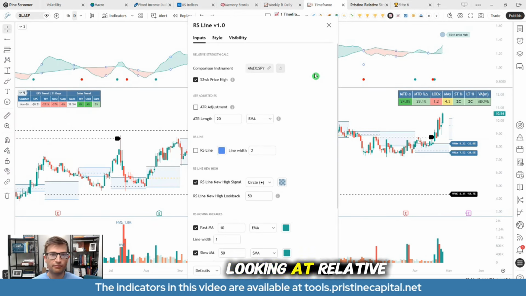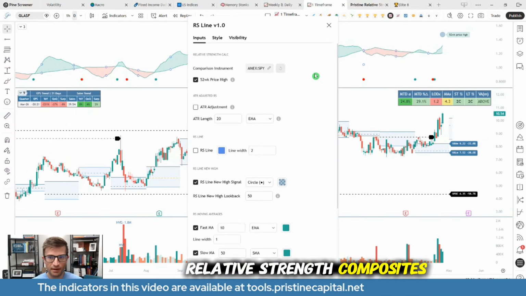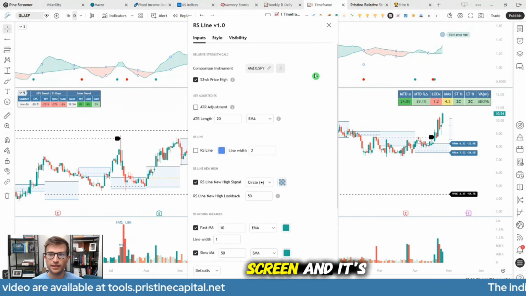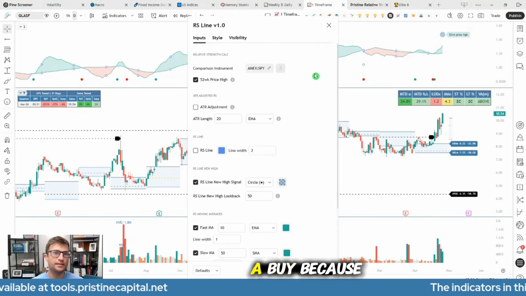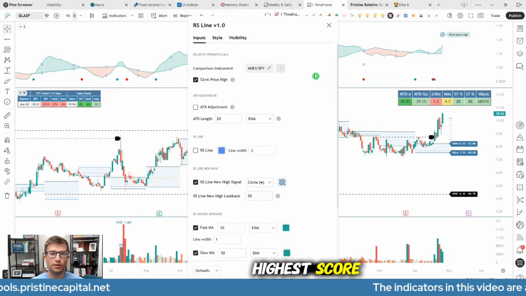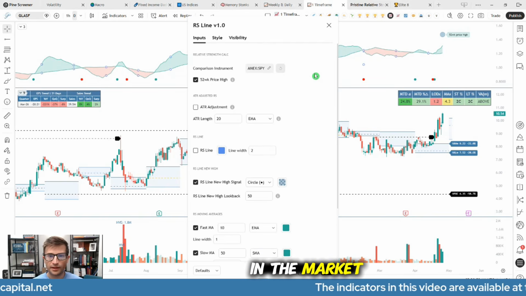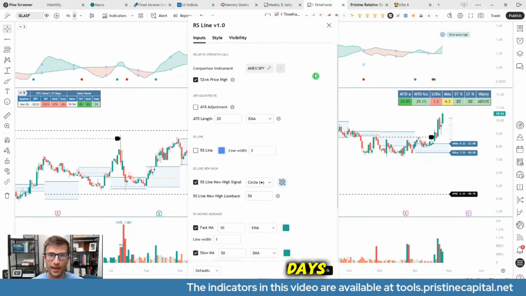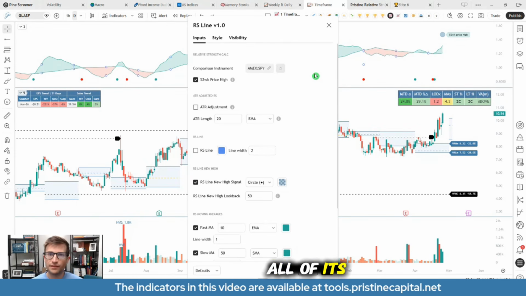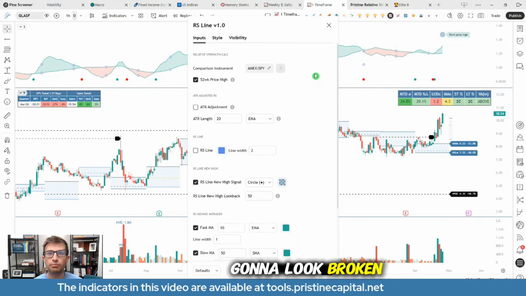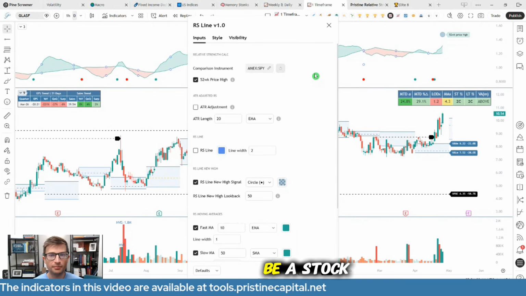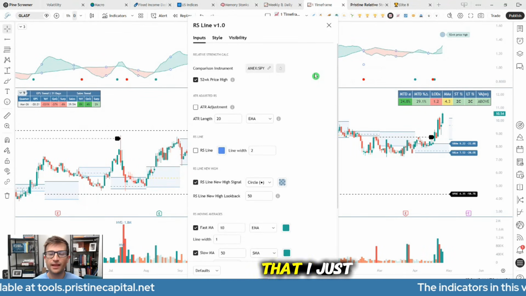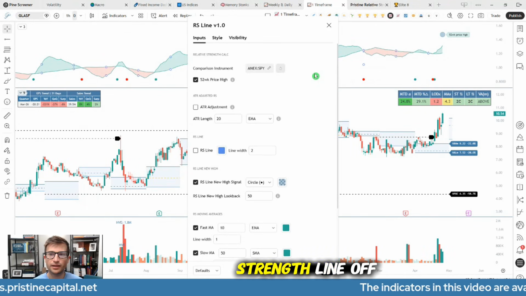So if you're looking at relative strength scores, relative strength composites, and you're really overcomplicating this, you're going to screen and it's going to show you, hey, this stock is a buy because it has the highest score out of all the other stocks in the market. But with that being said, if that stock just dropped 40% in a few days, the stock's going to be below all of its key moving averages. The chart is going to look broken, and it is not going to be a stock that you actually want to buy. So it's for that reason that I just completely toggle the relative strength line off.